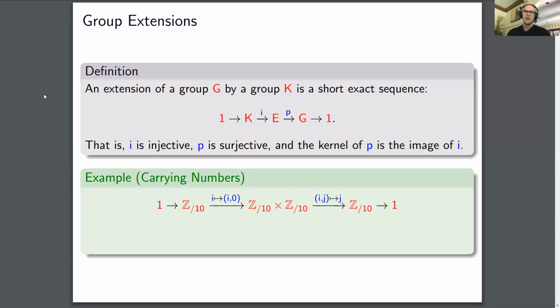And so E, we often metonymically refer to as the extension here, but really the extension is the data of this short exact sequence. And so a short exact sequence is an exact sequence. So for two maps to be exact means that the image of one is the kernel of the other. And so a sequence is exact when all composable maps in it are exact. And so here, what that really ends up meaning is that I is injective, P is surjective, and the kernel of P is the image of I. And for the rest of the talk, I'm just going to identify the kernel of P with K itself. So we'll call K the kernel of this extension.